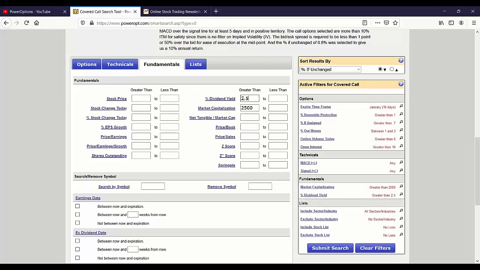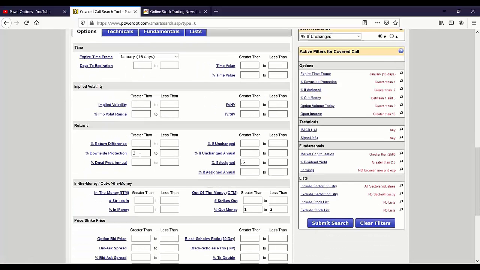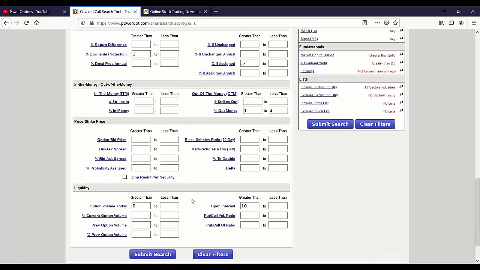I don't know if AT&T is right in that wheelhouse. We're going to look at your AT&T example in just a moment. But I'm also going to avoid earnings between now and expiration. Okay, so a few basic things. What I want to target for my downside protection and return for the covered call. I want to be out of the money. Hopefully it expires worthless to continue to collect a dividend-like income against my already dividend-paying stock.